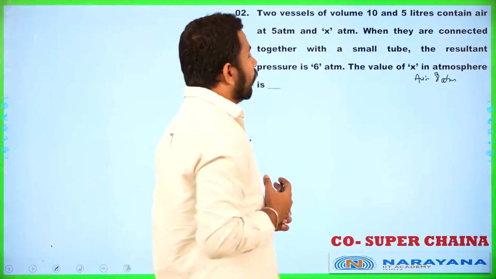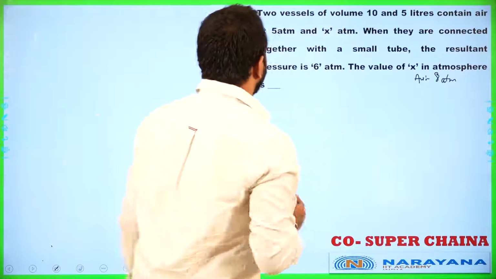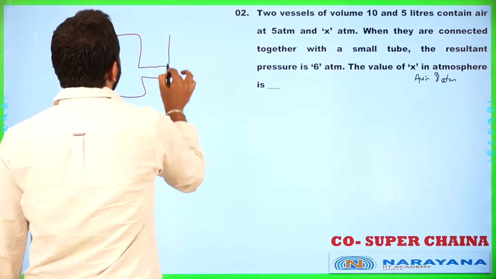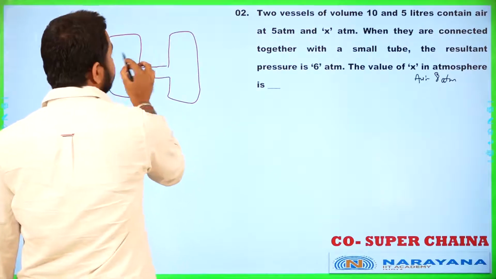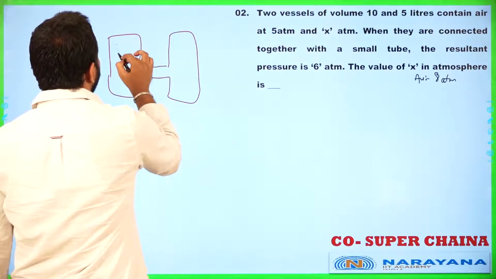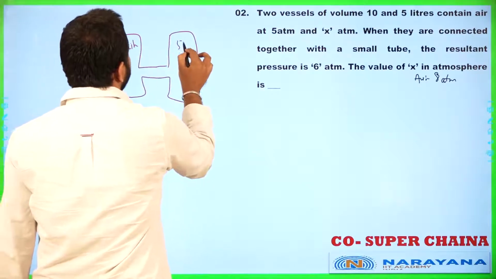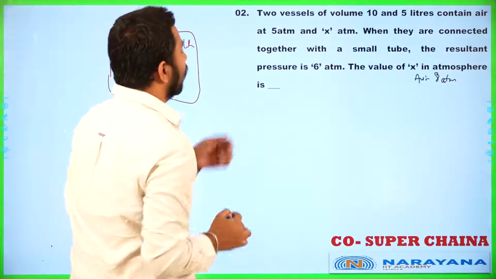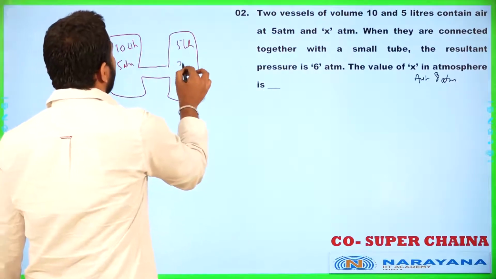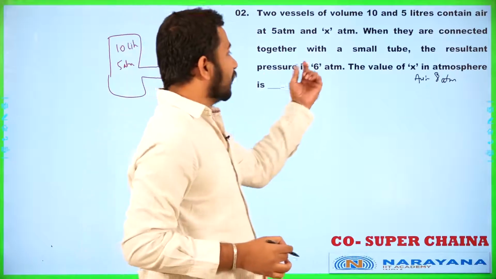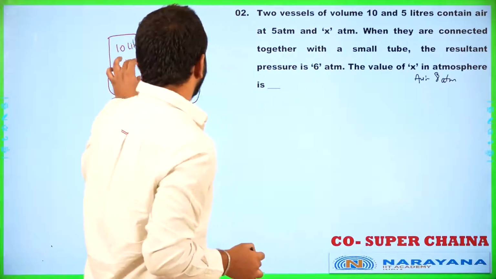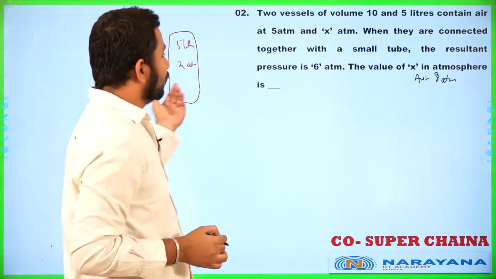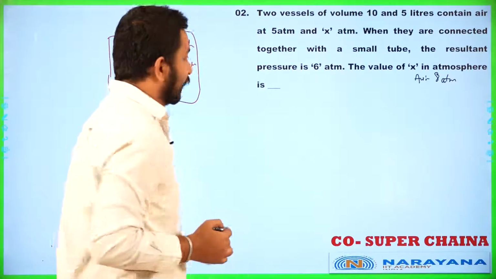Two vessels of volume 10 liter and 5 liter. So we have two vessels, and the volumes are given as 10 liter and 5 liter, students. Here we have 10 liter and here we have 5 liter. They contain air at 5 ATM and X ATM. You need to calculate the X ATM here. They are connected together, initially there is a lock. Now when they are connected together, the pressure is 6 ATM.